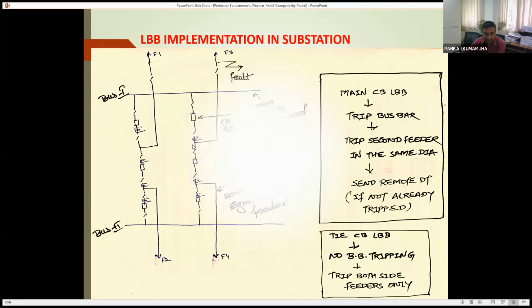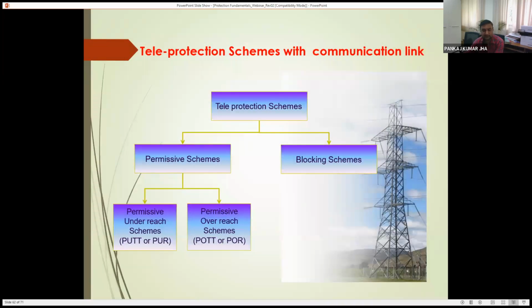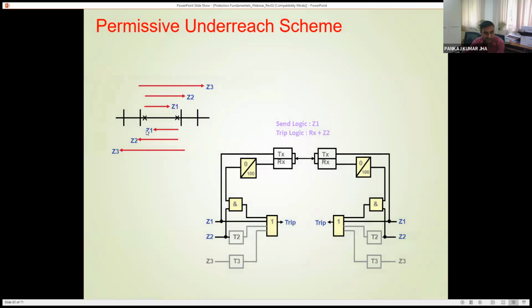At the line end, we also have some carrier aided protections. These carrier aided protections can be of two different types: permissive underreaching and permissive overreaching. Generally, the carrier aided schemes are used for the protection of the 80 to 100% of the transmission line, between the zone 1 boundary and the remote bus. In permissive underreaching, your zone 1 will send the carrier, and in permissive overreaching, your zone 2 will send the carrier.